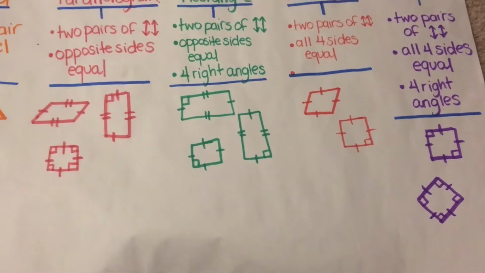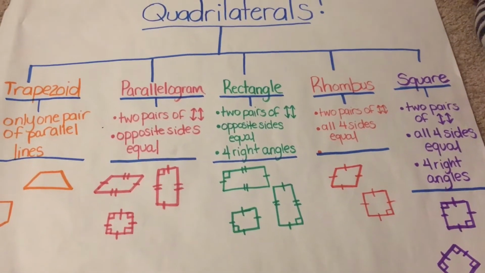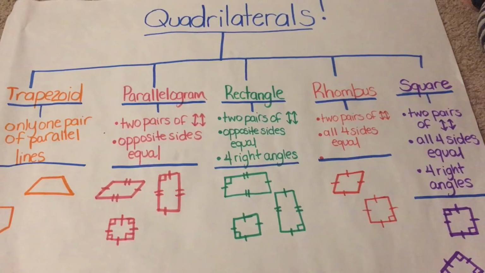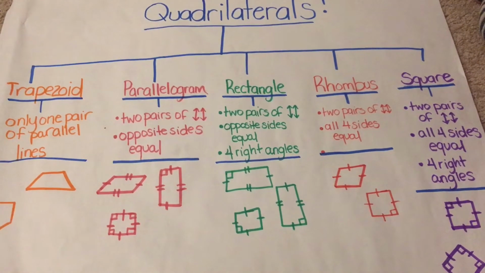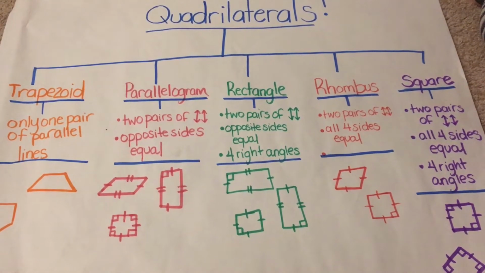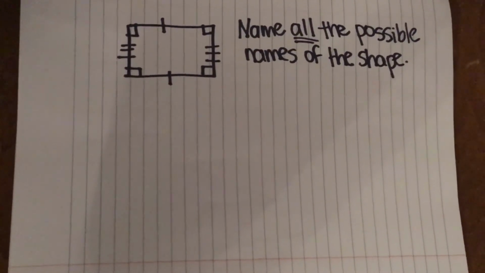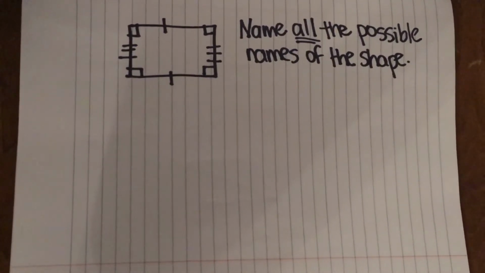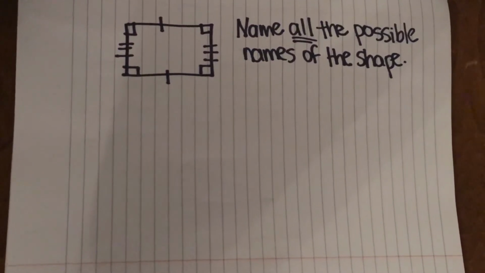Now, with this being said, when students have to name quadrilaterals, we have to think about all of these rules when we get there. So let's practice how to name quadrilaterals by all of their names. So here's an example of what students might have to do for quadrilaterals. Now in FSA, this very well could be a select all type question.